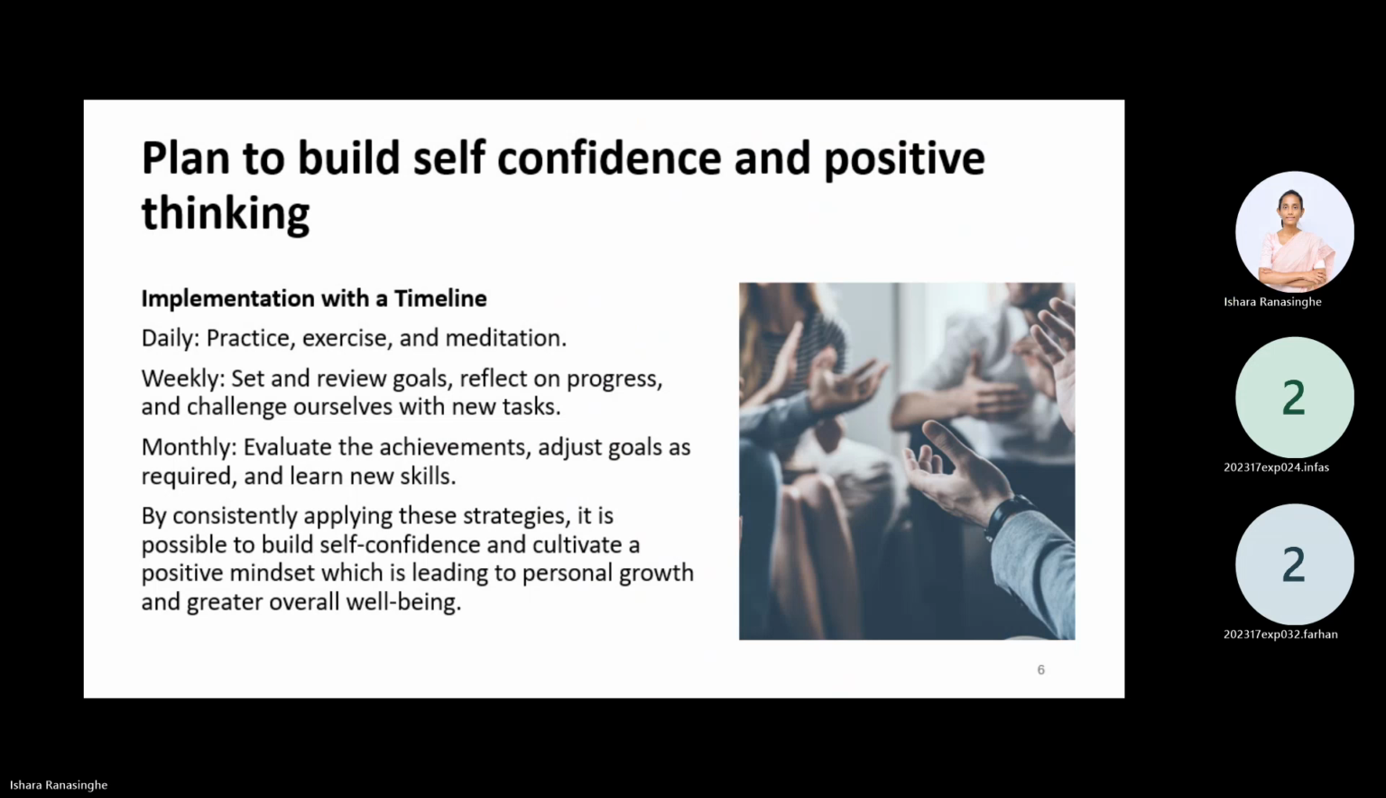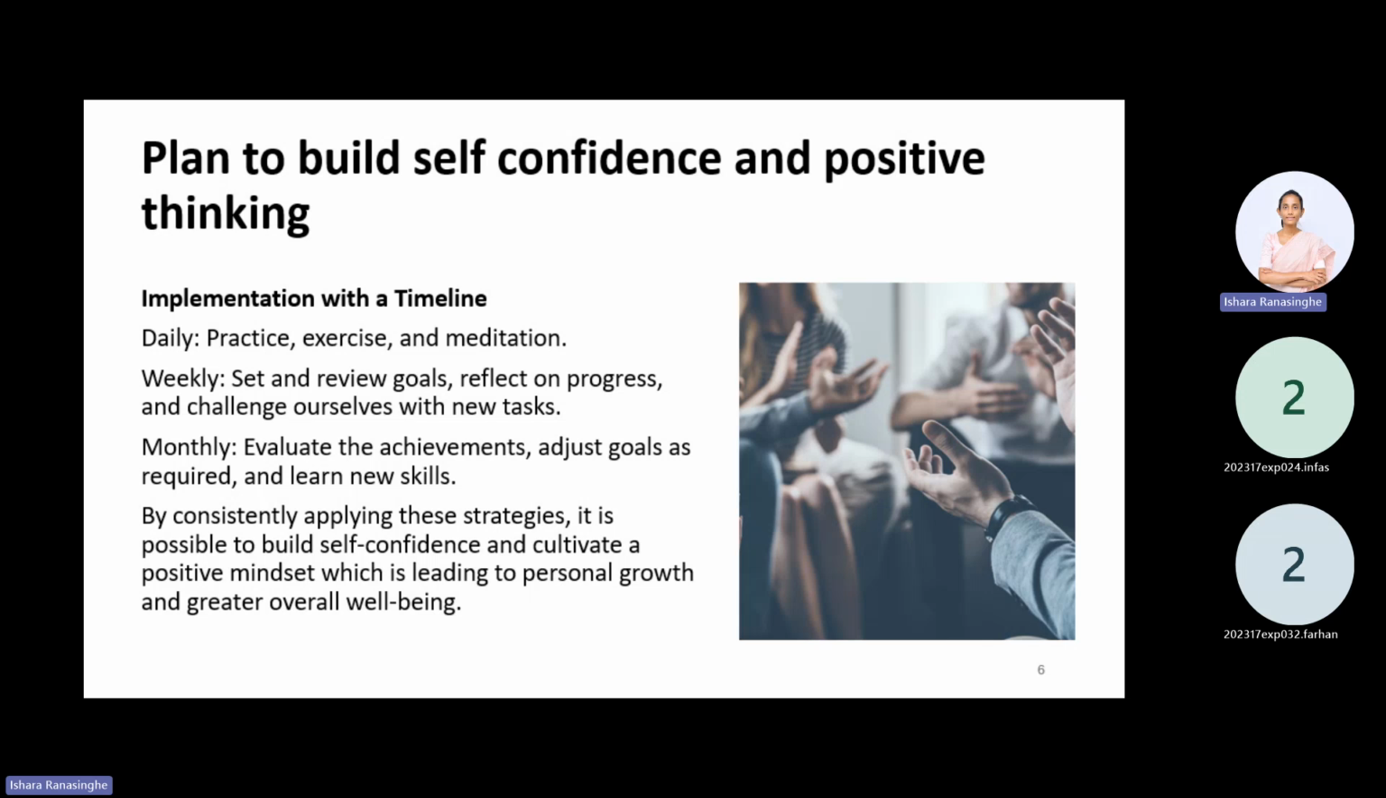The identified strategies that we can use to improve positive thinking and self-confidence. The implementation part, strategy implementation. Actually, we need to engage with the strategies, right?